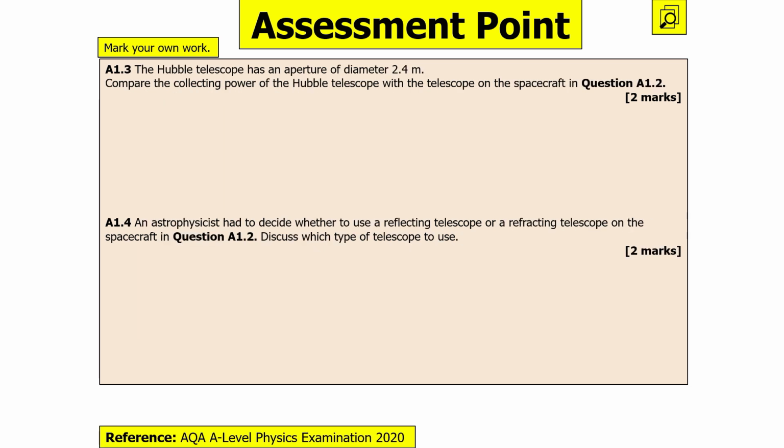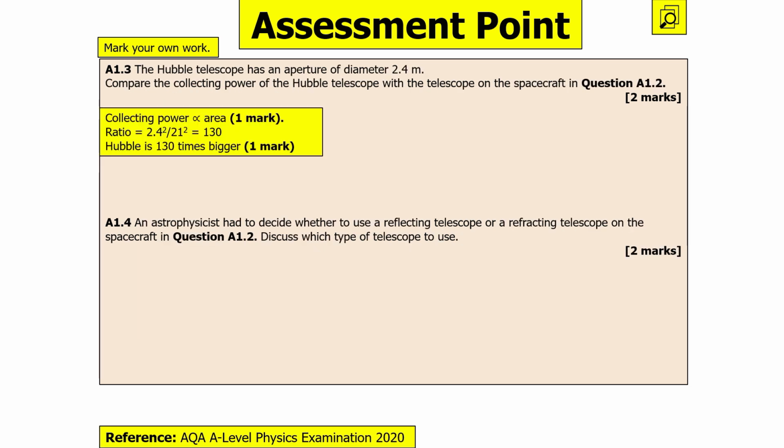Now in this next one, collecting power is proportional to area, so it's a ratio of the diameters squared, so it's 2.4 squared over 21 squared, which is 130, so it's 130 times bigger.